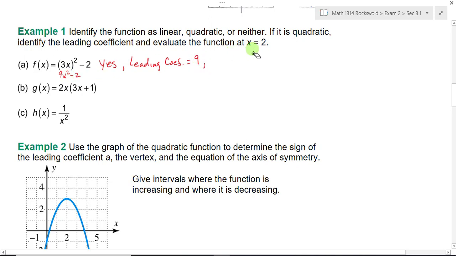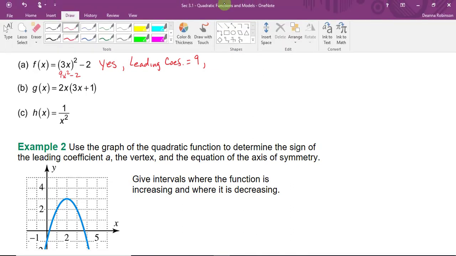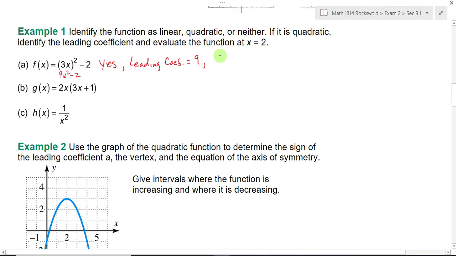Now we're asked to evaluate this function at x equals 2. That means that I want to replace x with 2 in my function, and I'm going to find f of 2. F of 2 is going to be 3 times 2 squared minus 2. 3 times 2 is 6, and 6 squared is 36, and 36 minus 2 is 34, so f of 2 would be 34. What that means is that we have a point 2, 34 on the graph of this quadratic equation. Anytime you plug in a number for x and solve for y, what you're doing is you're finding a point that's on the graph of the function.